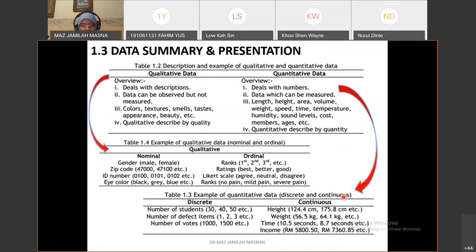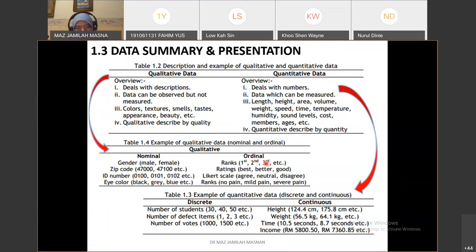Now, there are other examples. This is from my previous slide. For nominal data, you may have also zip code, for example 47,000, 47,100. These are all considered as nominal data. Or it could be your matrix number or ID number, also considered as nominal data. Eye color is also nominal data.